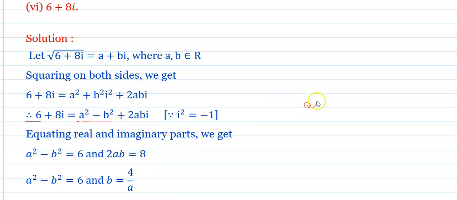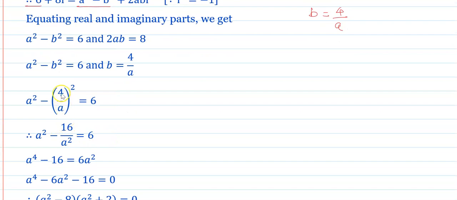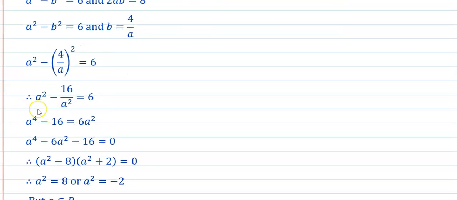Here ab is equal to 4, and that's why b is equal to 4 upon a. Now substitute the value of this b in this equation. Then you will get a square minus (4 upon a) whole square is equal to 6. Therefore, a square minus 16 upon a square is equal to 6. Multiply on both sides by a square, then you will get a raised to 4 minus 16 is equal to 6a square.